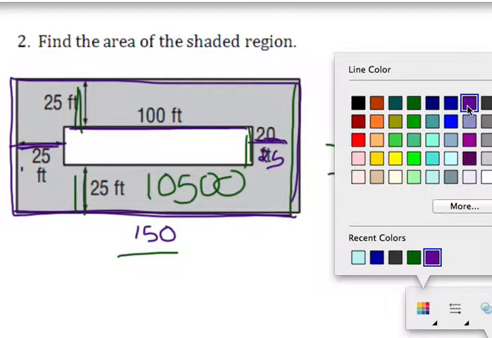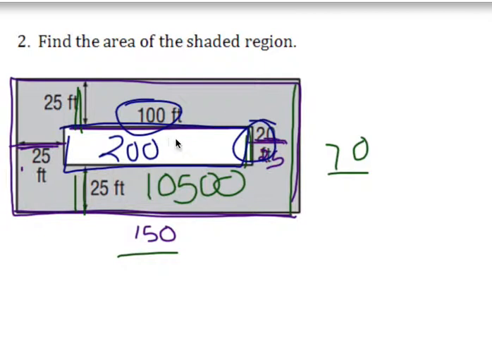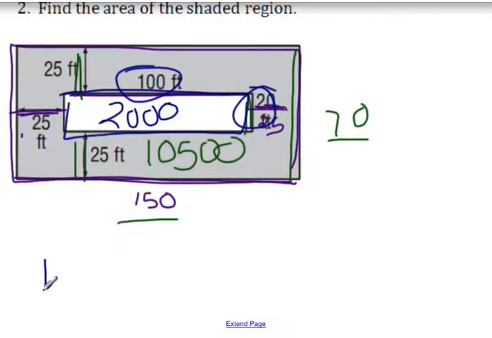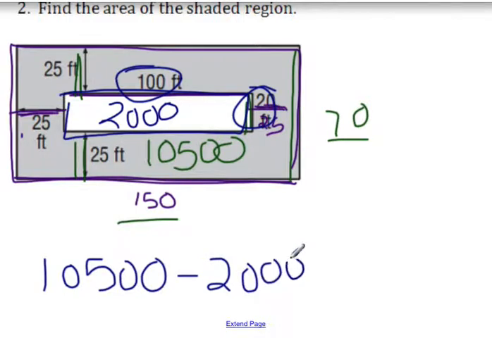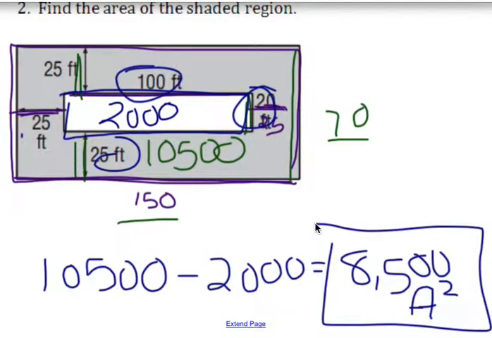Now that's for the big rectangle, but it doesn't include that gap that we have in the middle here. So we also need to calculate the area of this rectangle right here. We know that this height is 20 and that the length is 100. So I'm going to multiply 20 times 100, and that's going to give me 2,000. So the area of that small rectangle is 2,000. Now to get the shaded region, I'm simply going to take 10,500 and subtract 2,000. And once I do that, I end up getting 8,500. Now my label is feet, so I'm going to label that as feet squared. So that's my final answer for number 2.